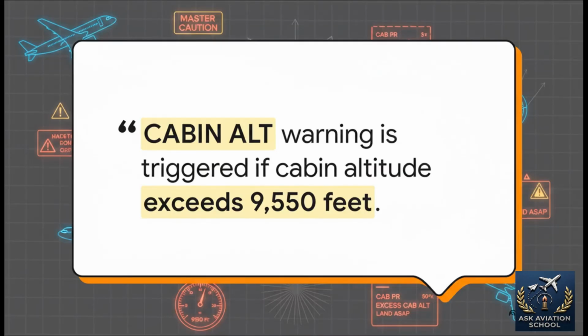Now, what if the cabin altitude itself gets too high? Well, we get a very clear warning on the ECAM. If the cabin ever climbs past 9,550 feet, we'll get a master caution and a specific excess cabin altitude warning. That's our cue to immediately start the procedure.